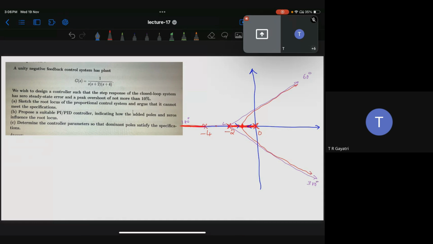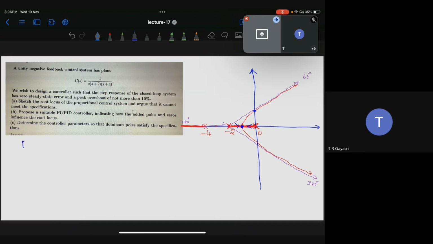One pole will move in this direction, the other pole will move in this direction. Now the question is, what is this point? At which point will this happen? What is this breakaway point, and at which point will the root locus intersect with the j omega axis?